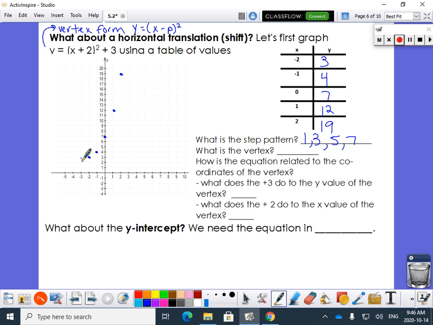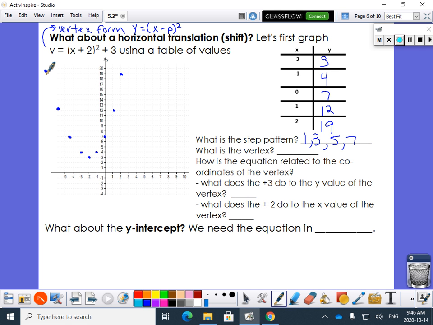So over 1, up 1. Over 1, up 3. 1, 2, 3. Over 1, up 5. This is going to be around here. And over 1, up 7. Which is going to be about here. Okay, are we okay with that? I just used the step pattern to plot those points.